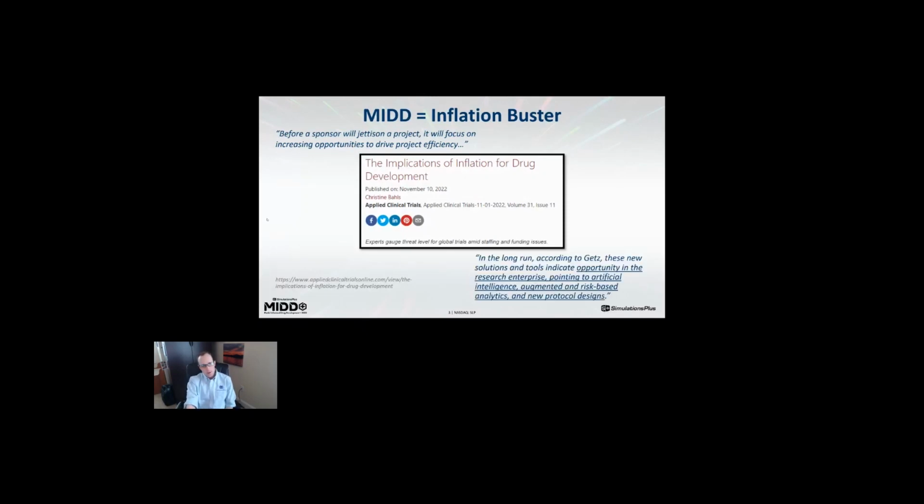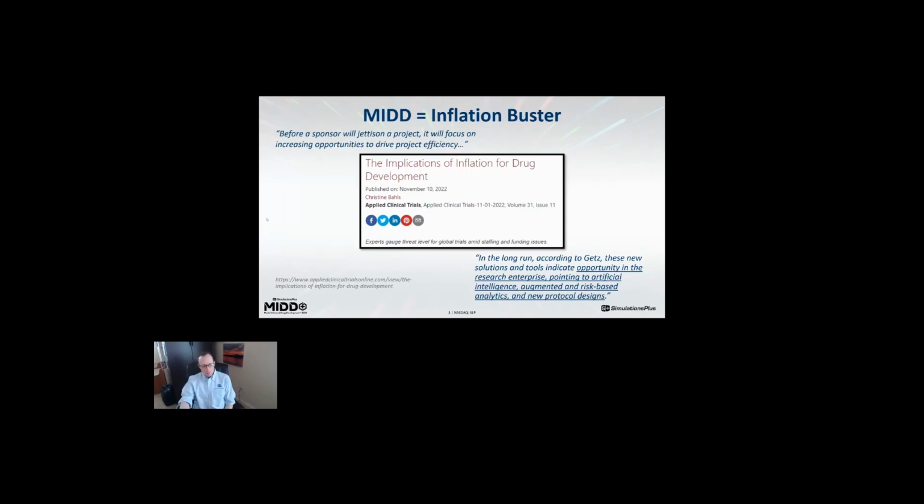In addition, there's a statement in the article pointing out that over the long haul, the general opportunities in research in artificial intelligence and in risk-based analytics are going to be the future. This represents a turning point for us, where we can make model-informed drug development the standard rather than the exception. It's an exciting time, both from a regulatory and pathway perspective, and from an economic perspective.